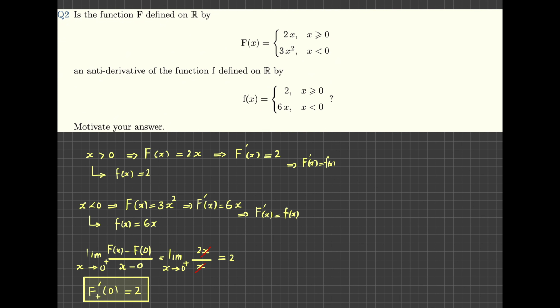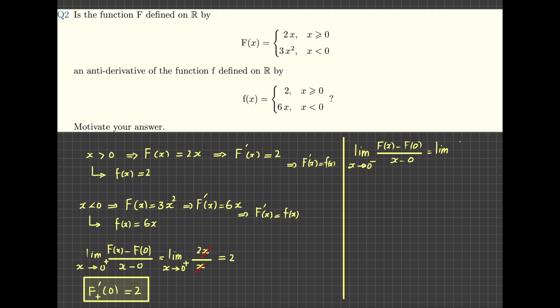But I also need to calculate the left derivative. So let me check that one. To do that, I will write the same expression for my limit, but this time I send x to 0 from the left-hand side. When x goes to 0 from the left-hand side, it means that x is negative, so capital F of x follows this rule. But remember, capital F of 0 is again 0, because when x is equal to 0, capital F of x follows this rule. When I replace x with 0 there, it is still 0. So this becomes the limit.